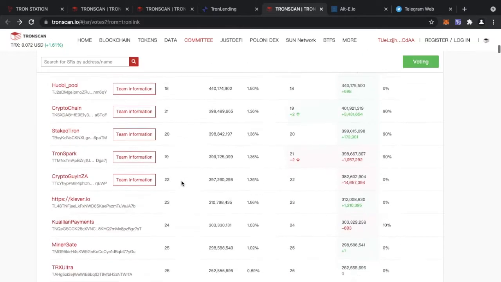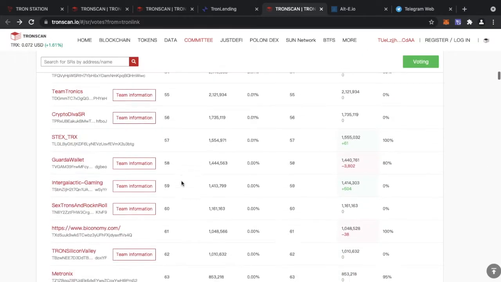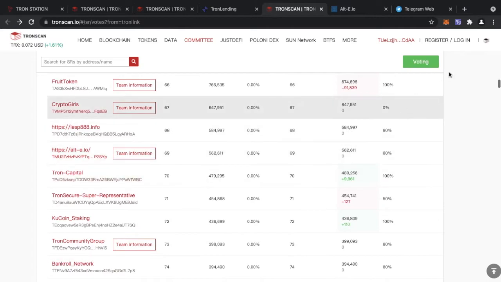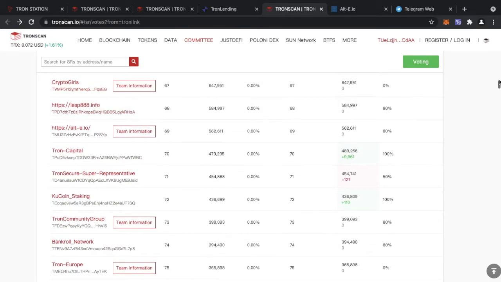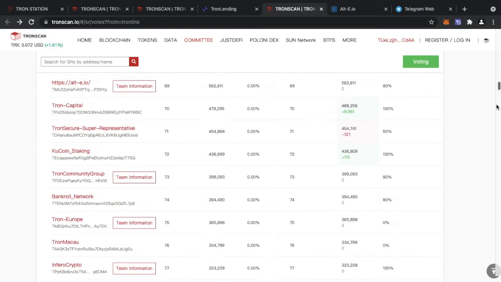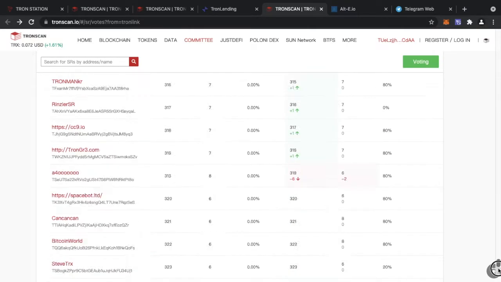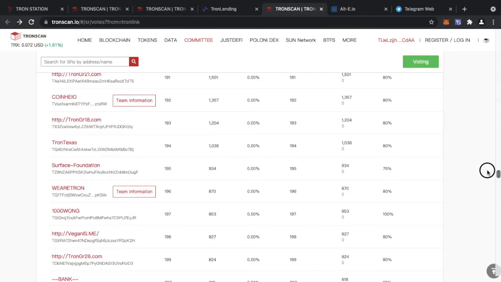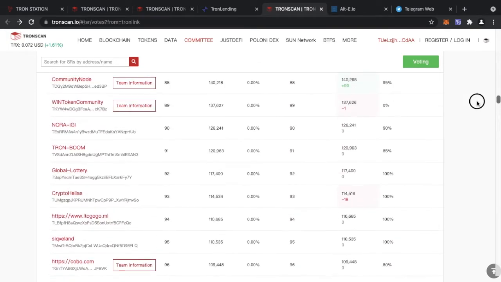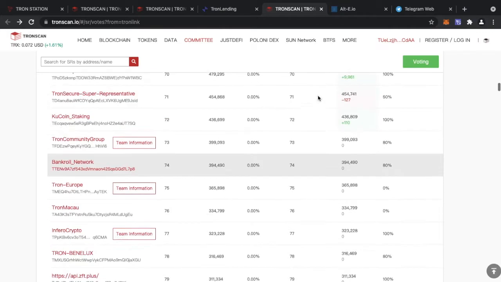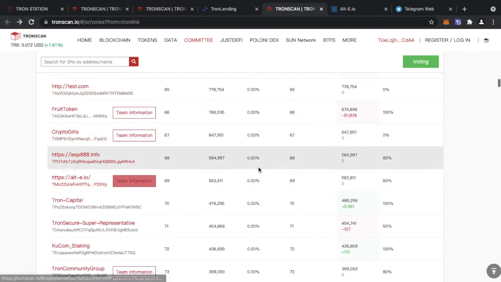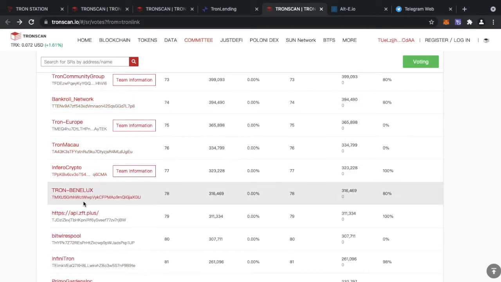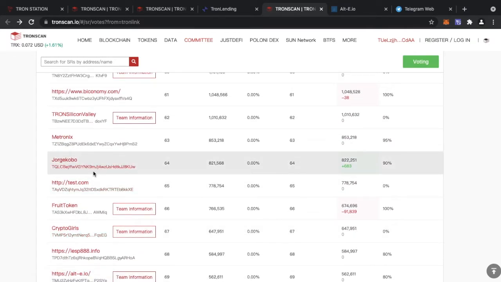What I want to talk about is a super representative which only became a node less than a month ago, and already they are number 69 on the charts, and that's Alt E. If I go down and have a look at how many super representatives there are in total, there are 329 super representatives, and this one only became a super representative less than a month ago, and already they have overtaken some very established super representatives. Like if you look at KuCoin, you've got Bankroll Network, Tron Europe, and that's Alt E. Alt E is already at number 69.